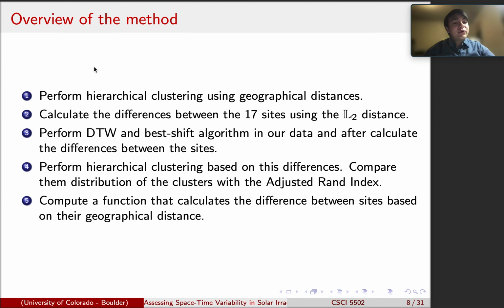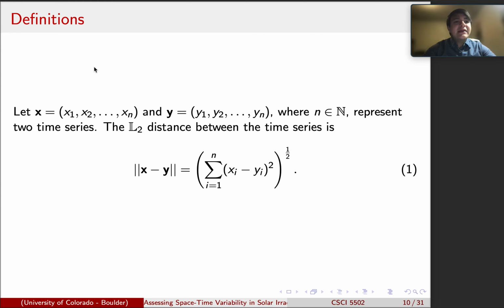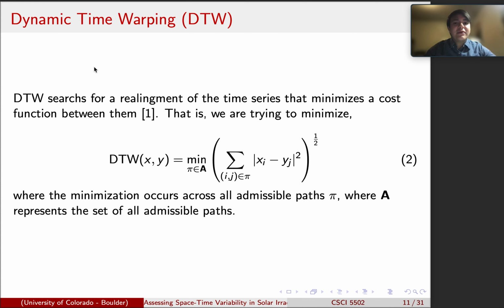And then finally, we want to compute a function that calculates the difference between two sites based on their geographical distance, to showcase the spatial time dependence of the process. So let's begin by defining things. The L2 distance is just the normal L2 distance between two time series.